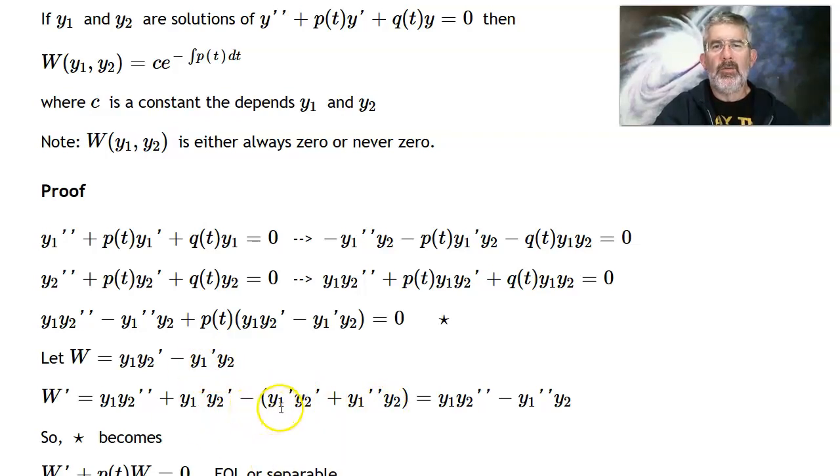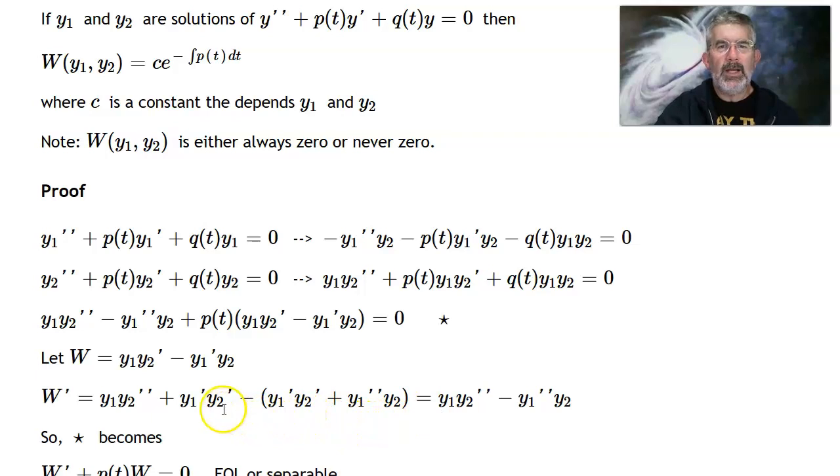Notice that the y1 prime, y2 prime is a negative here, but it's a positive there. So those go away. And the net result is you get y1 double prime, y2 minus y1, y2 double prime. The derivative of this thing is that thing. It's really odd because it looks like the y1 just acted like a constant and the y2 here just acted like a constant. But that's not what happened. Things just canceled out along the way there.